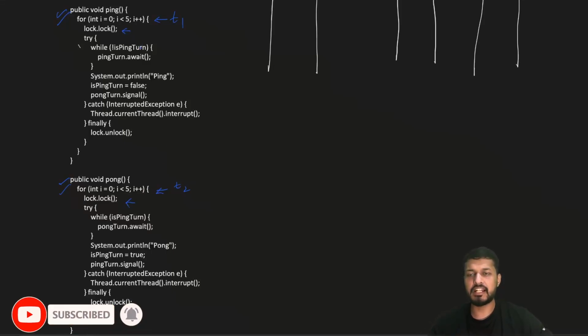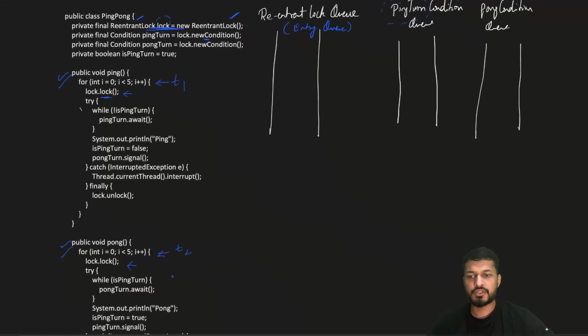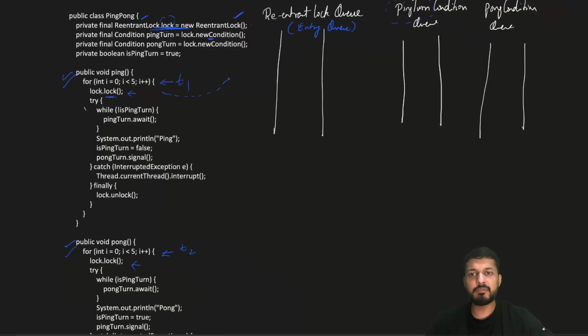After the first line, T2 comes here and T1 also comes here. Both threads try to acquire the lock using this lock method, right? So both threads did lock.lock. Now since it is one monitor object, only one thread will be allowed to acquire the lock. Suppose T2 acquires the lock. If T2 acquires the lock, where will T1 be kept? When T2 acquires the lock, T1 will be sent to the entry queue. So T1 will wait inside this entry queue until the lock is released, right?